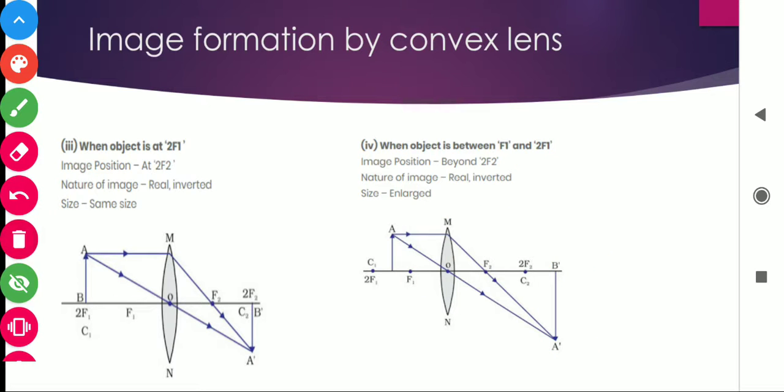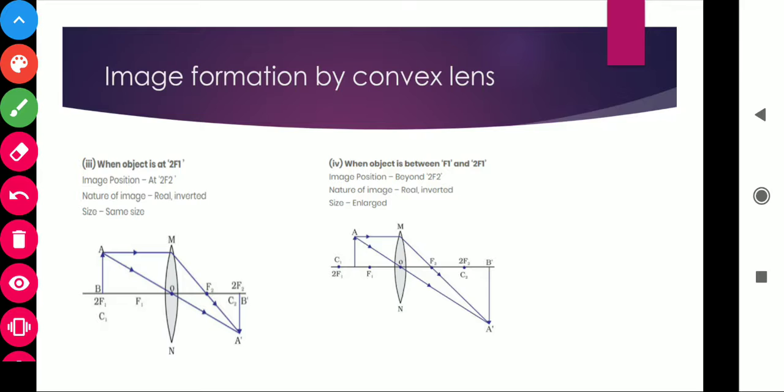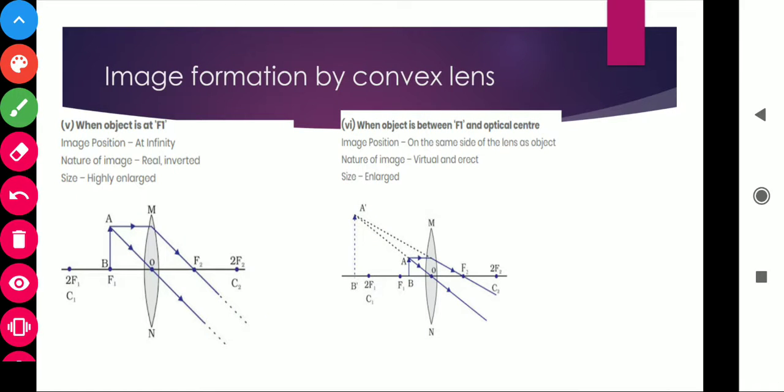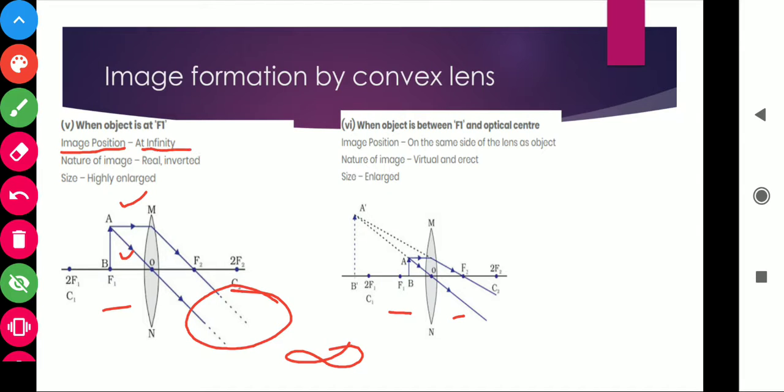Let's discuss the remaining 2. The remaining 2 are when object is at focus and the object is between F and O. When object is at focus, 2 rays go. One is parallel, one is from optical center, and we can see 2 parallel rays come out. It means what is the position? Infinity. The image formation takes place at infinity. What is the nature? Real and inverted, and it is highly enlarged.